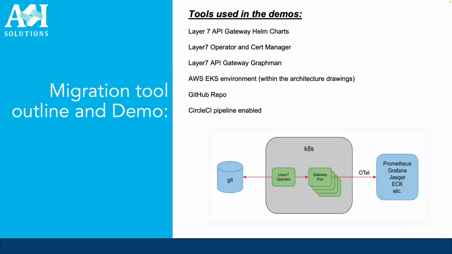So there are two presentations, two demos that we'll be doing. The first demo is going to be migrating your on-premise gateway into the cloud. The input requirement for this is that we expect you to do a database dump and make it available for the pipeline to pick it up.